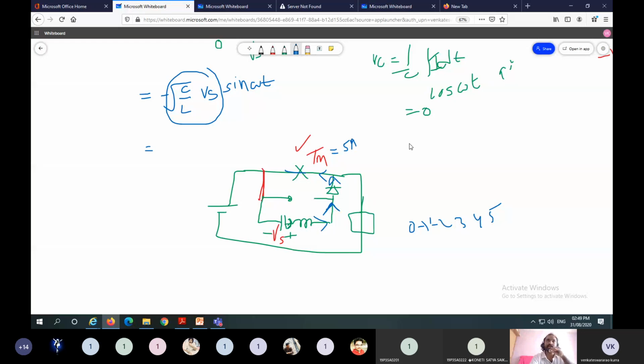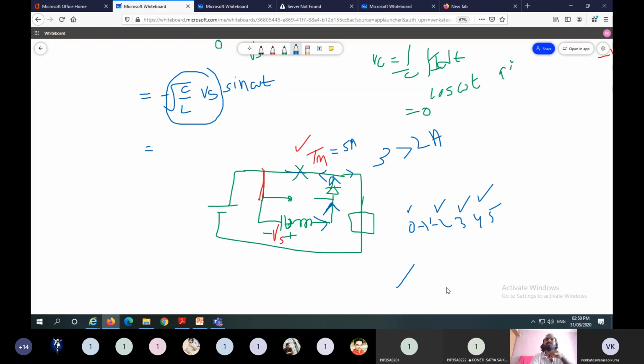Suppose you assume holding current is 2 amperes. At this time, maximum current flows in the circuit. This one is IM. So once the capacitor current reaches 2 amperes, net current becomes 5 minus 2, 3 amperes, which is greater than holding current. So it will be in on state. Next, once the capacitor current reaches 3 amperes, 5 minus 3, 2 amperes. So still in on state because both currents are equal.